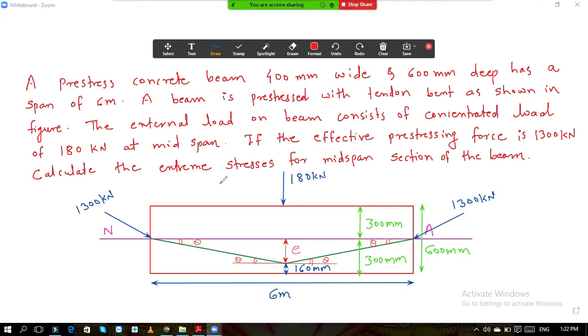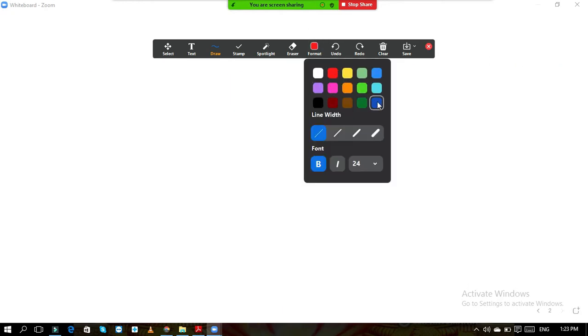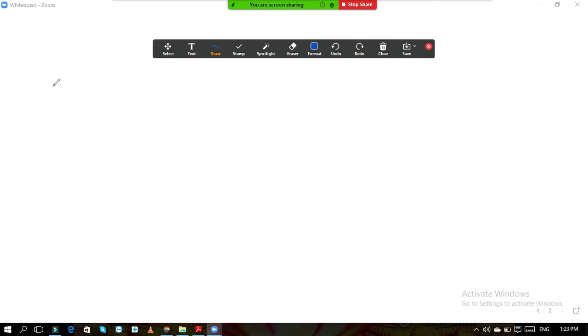Now we need to find out the extreme stresses. So our first thing is, we know the area of cross section of the beam. Area of cross section is equal to how much? It is 400 into 600. So 6 into 4, 24, and four zeros, 240,000 mm square. So it is 240 into 10 raised to 3.